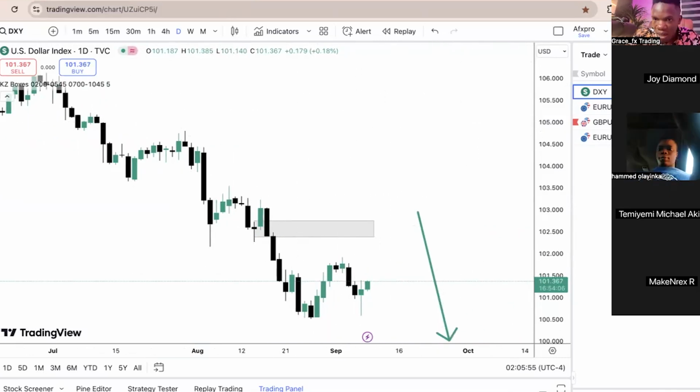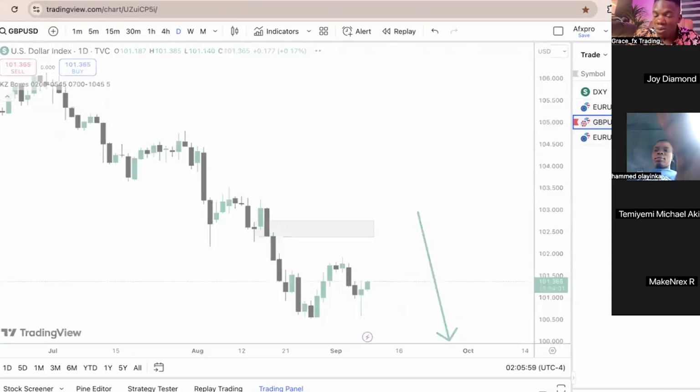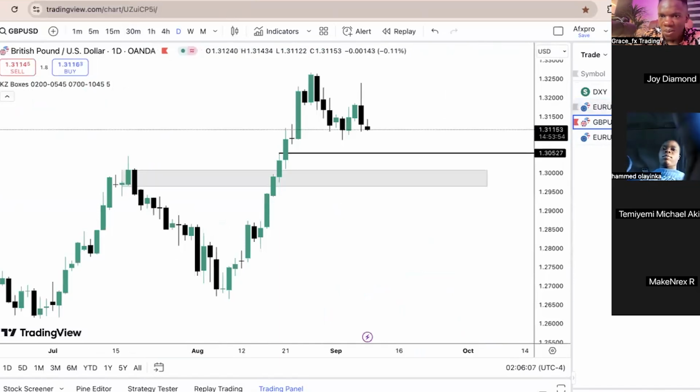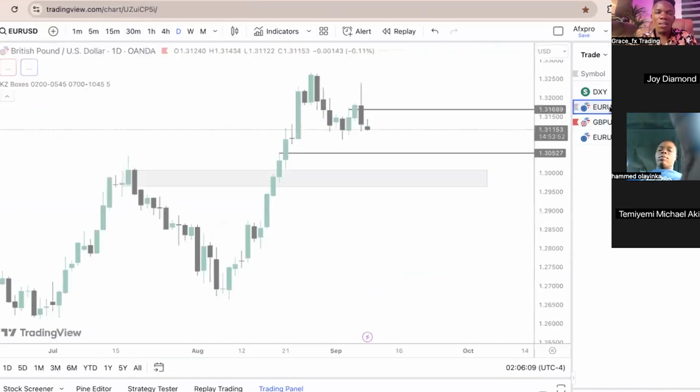Okay, so we are here. Absolutely, we are here. Today we must flip an account. We must get an entry. GBP, I don't know, I'm not going to trade it. I'm interested in Euro USD and the dollar index.